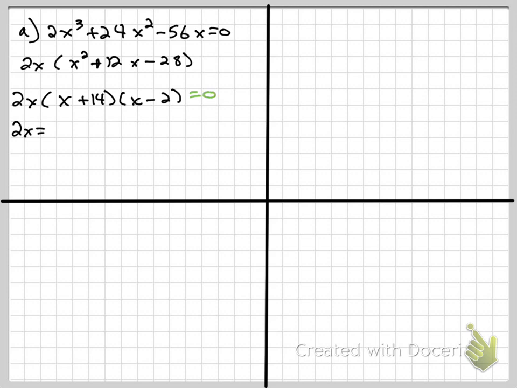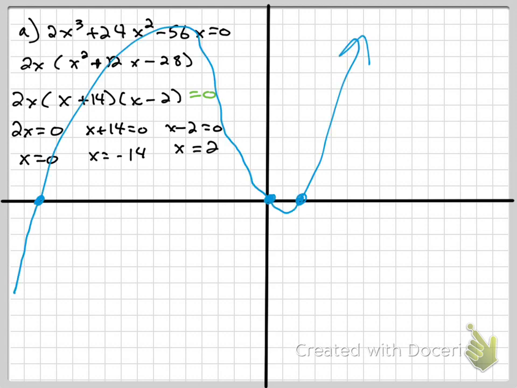We need to set all the factors equal to 0. And that'll give me 0, negative 14, and 2 as my x-intercepts there. So this isn't perfect, but it is close to the drawing of what it would look like on the graph. It's x cubed, so it would be increasing from left to right, going up and going through the x-axis at those points.